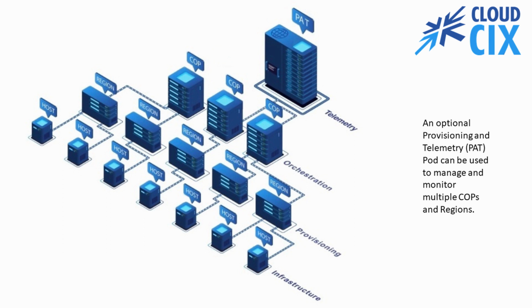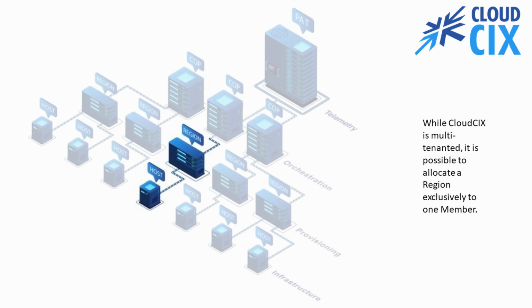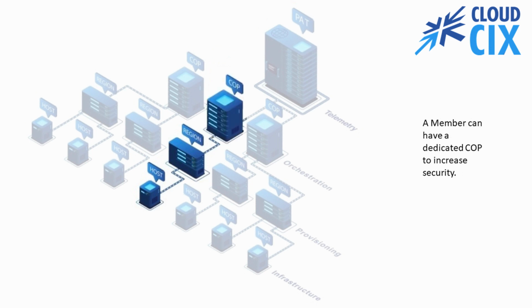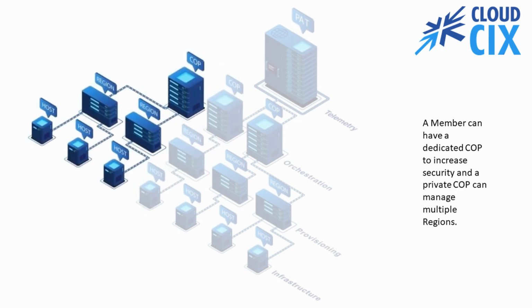While we're looking at this schematic, let us talk for a moment about private cloud. A business can have a private region with dedicated hardware for their needs. This means that workloads from other businesses cannot interfere with the performance of the private region. A business could have a private COP and a private region. This adds an extra layer of security because the metadata for the cloud is physically separated from metadata for other clouds. A single COP can control multiple regions, so in effect, CloudCIX can be used to build a federated private or public cloud with resources in geographically diverse regions.